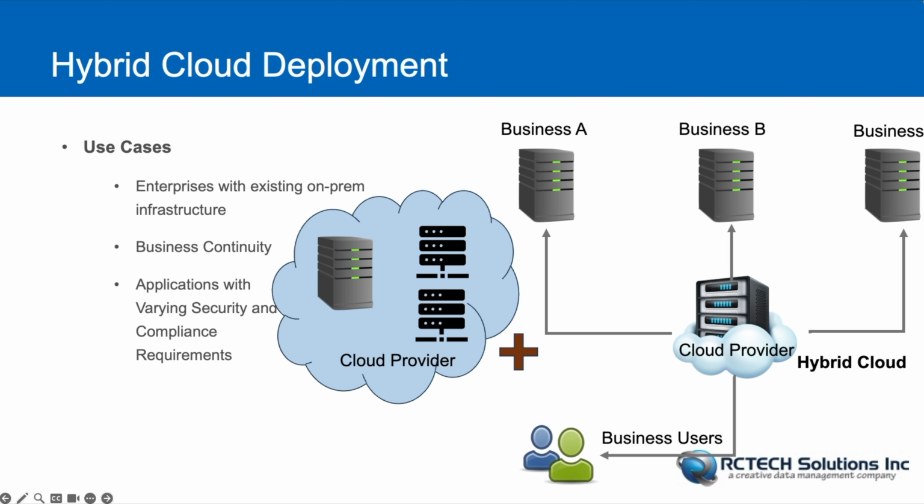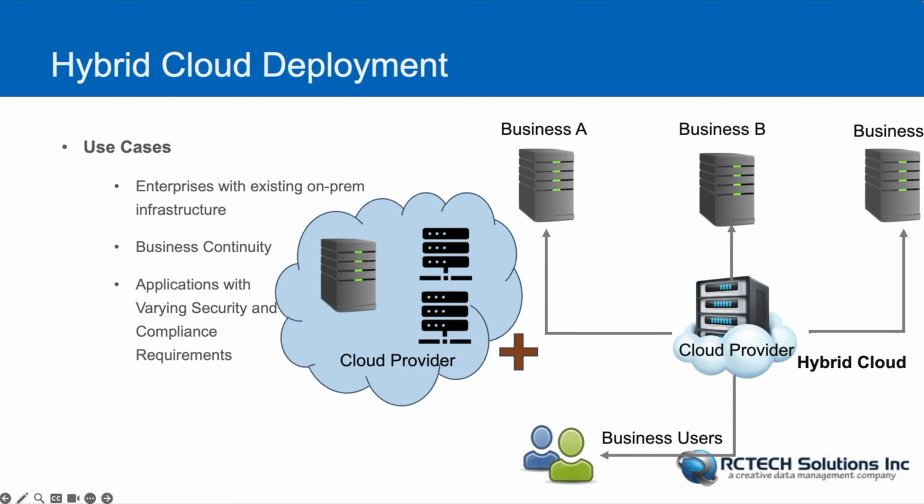Use cases. Another example, enterprises with existing on-prem infrastructure are perfect candidates for leveraging the hybrid cloud deployment. Applications with varying security and compliance requirements. Business continuity, in other words disaster recovery and business continuity strategies, are also perfect candidates. Businesses needing to leverage public cloud for scalability and cost saving, hybrid cloud is another option.